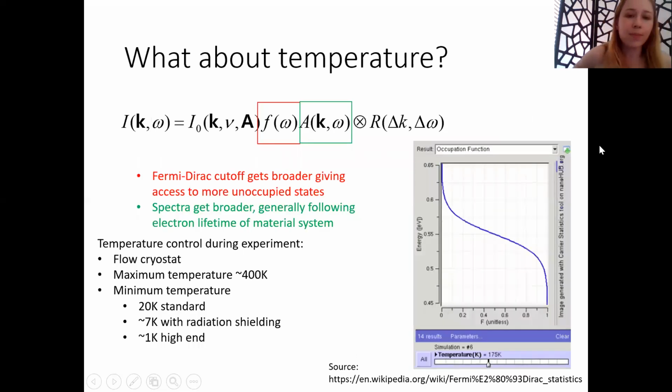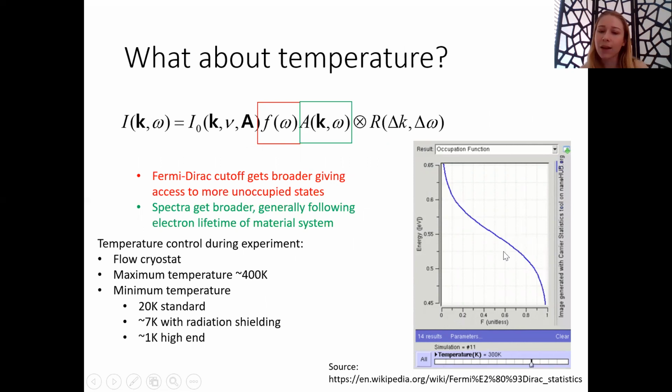All right, so temperature. Temperature comes into ARPES data via the Fermi-Dirac cutoff and via changes to the spectrum. This is a little illustration showing the Fermi-Dirac function at different temperatures, and at higher temperature, it becomes a more rounded step function. So the Fermi-Dirac cutoff gets broader at higher temperature, which actually can be a good thing. It gives access to more unoccupied states. However, there is a trade-off for this, and that is that spectra get broader at higher temperature.